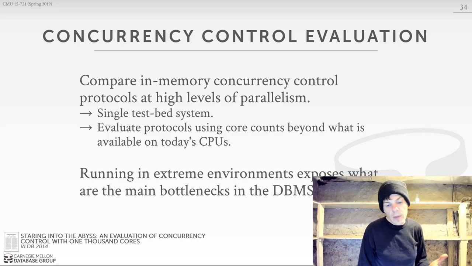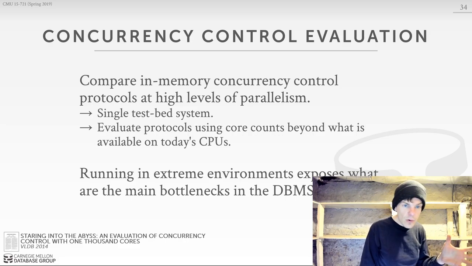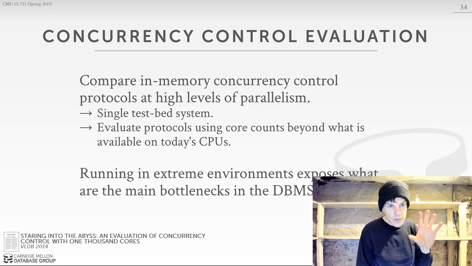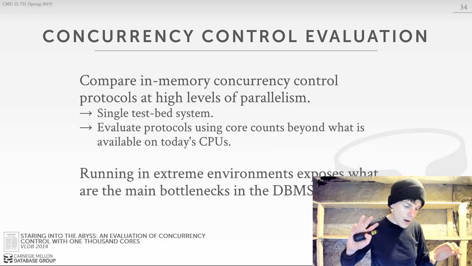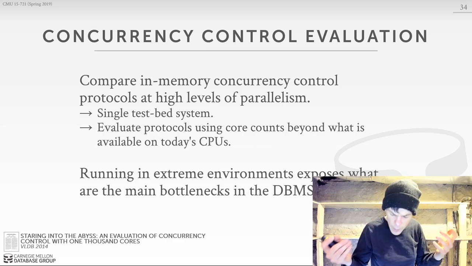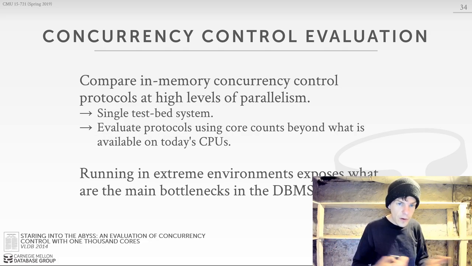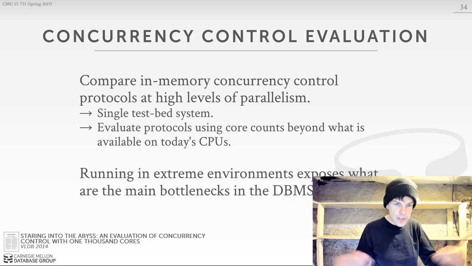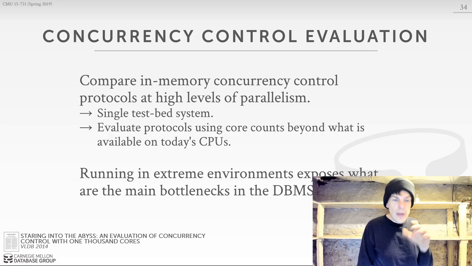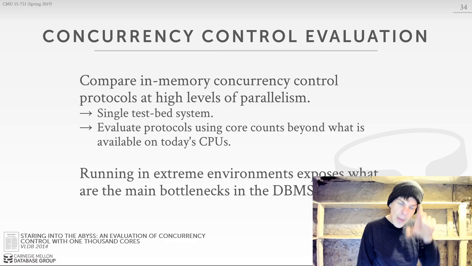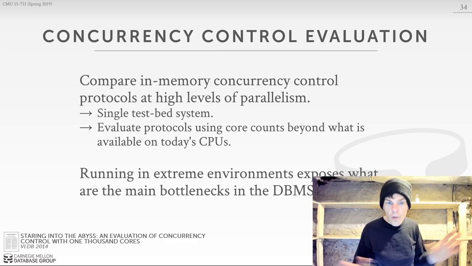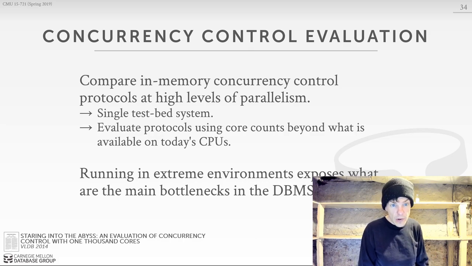What I mean by this is that rather than taking MySQL, which does two-phase locking, and Postgres, which does timestamp ordering, and comparing them based on how each system is actually implemented, we just want to look at what protocols they're using and implement them in a single test system. That way we strip out all the additional overhead that doesn't matter to the things we want to measure, because we want to focus on just the concurrency protocols.